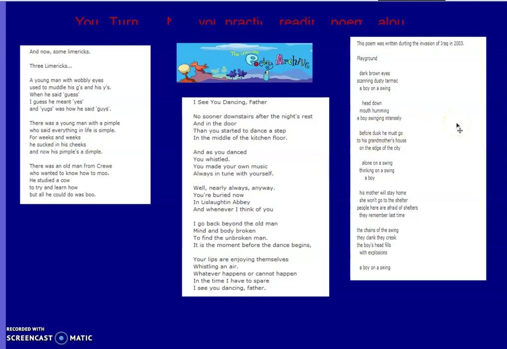This poem was written during the invasion of Iraq in 2003.